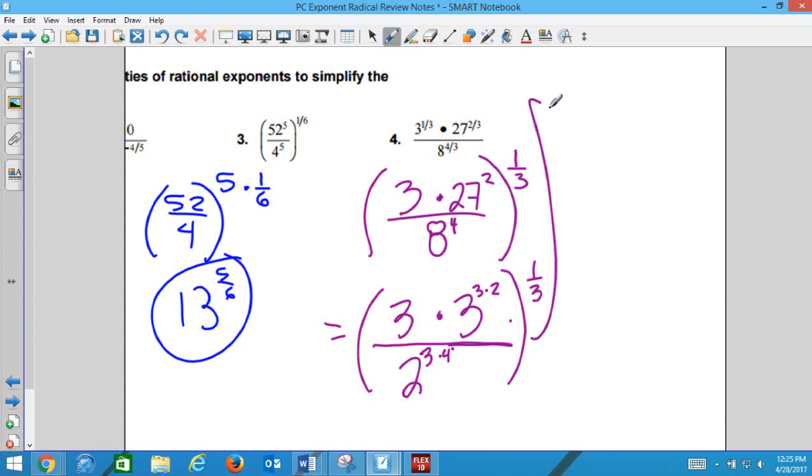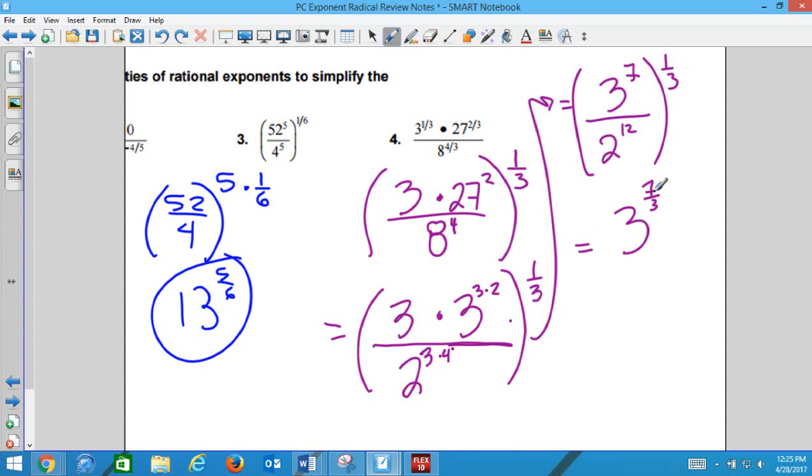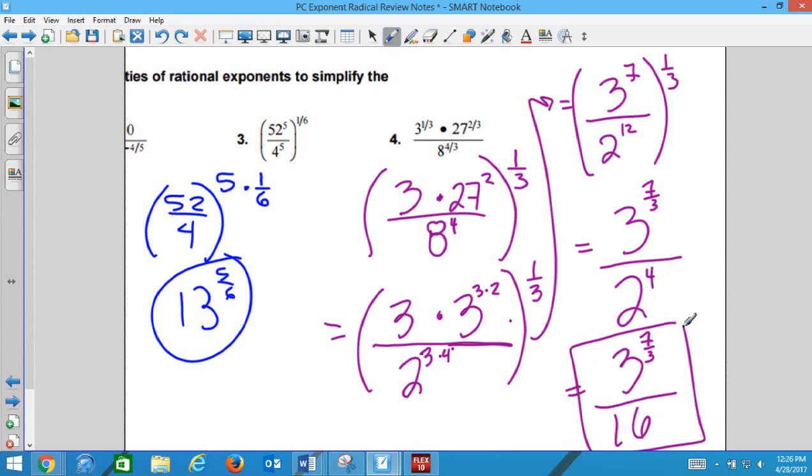So my next step is on top I have 3 to the 1st times 3 to the 6. So total I have 3 to the 7 over 2 to the 12, right? And then that's to the 1/3. Now I'm going to put that 1/3 back in. So 3 to the 7/3 over 2 to the 12/3, which is 4. Now I can't find the answer to 3 to the 7/3, but 2 to the 4th is 16. So that's where I draw the line. That's where I'm done.